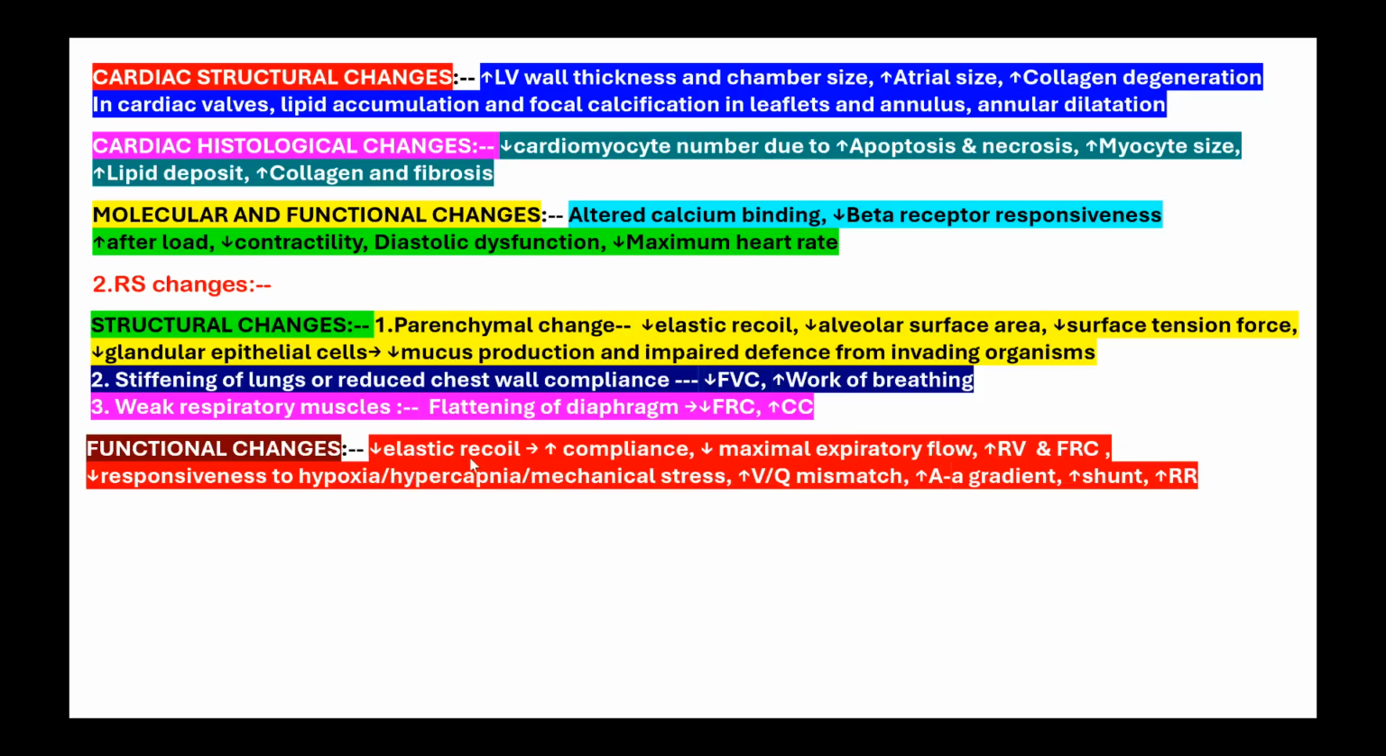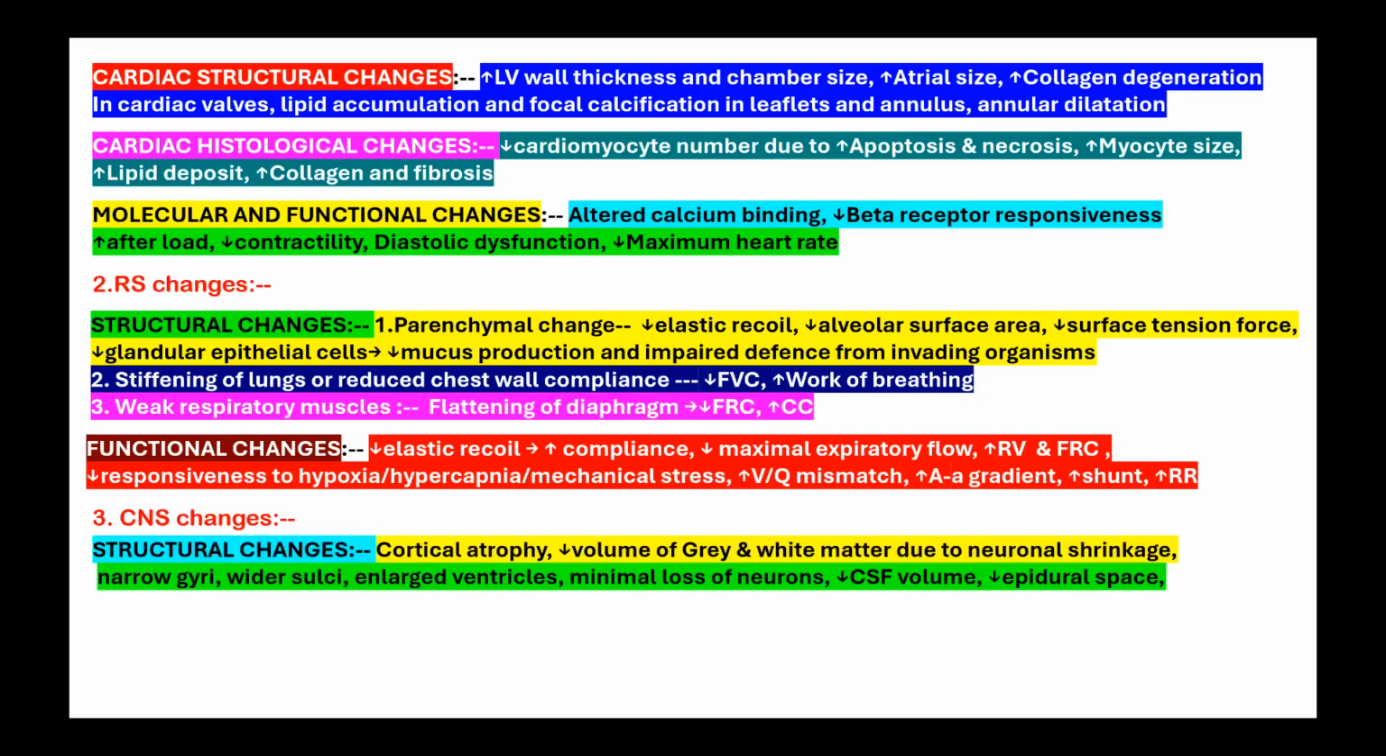And the functional changes: because of the decrease in elastic recoil, the alveoli become more compliant because they are easily expandable. There is a decrease in maximal expiratory flow, increase in residual volume, and initially because of the expansion, FRC increases. But ultimately the FRC decreases because of the other factors. And there is a decreased responsiveness to hypoxia, hypercapnia, and mechanical stress, increase in V/Q mismatching, increase in alveolar-arterial gradient, increase in shunt, and increase in respiratory rate.